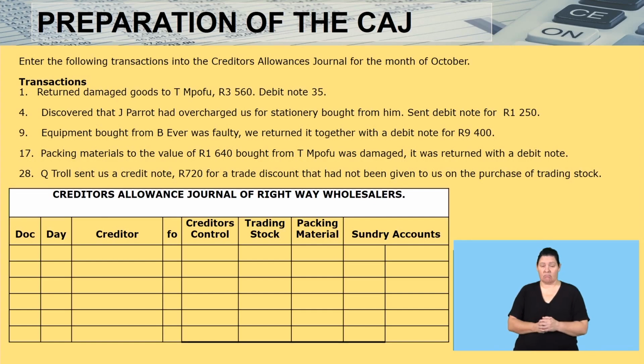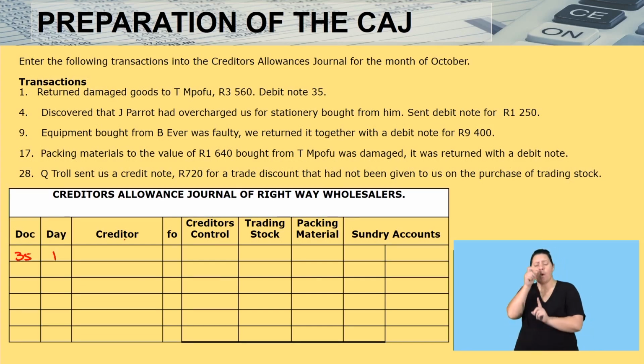The first thing that we need to record is the document. You need to record that one. And the first transaction reads, return damaged goods to T. Mpofu for 3,560, and the debit note is number 35. So I'll come to the document, 35, and the day is the first.